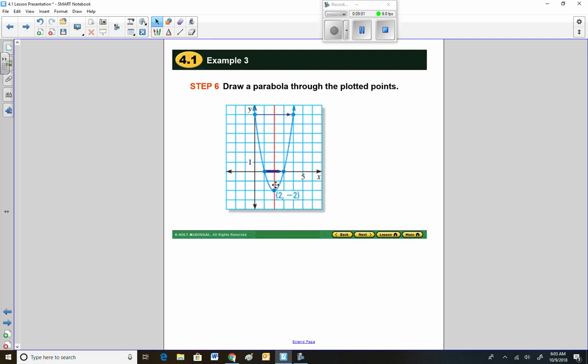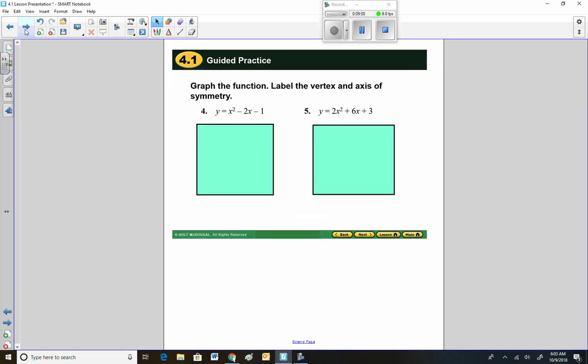Vertex at 2, -2, axis of symmetry, x equals 2, and you have your 2 points. All right, I would like you guys to try these. Remember, x equals -b/2a is important to get your axis of symmetry and also your x value for your vertex. When you want your y value for your vertex, just plug in your x value into this nice little equation, and then make yourself an XY table to create 2 points to the right, 2 points to the left of that vertex. Pause your video and give number 4 a try.